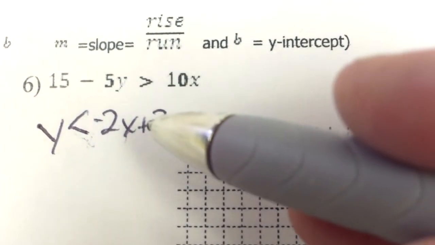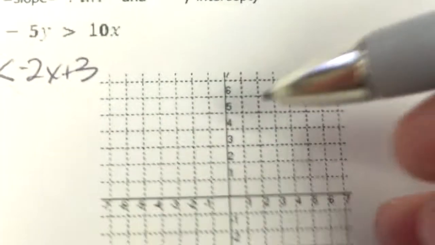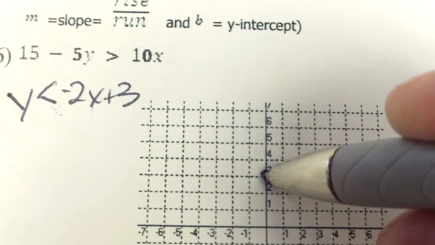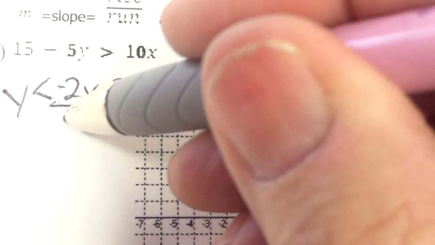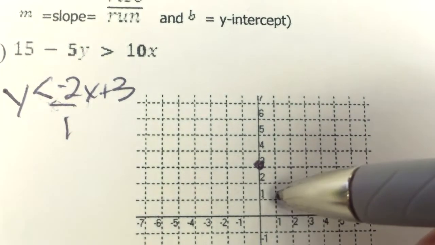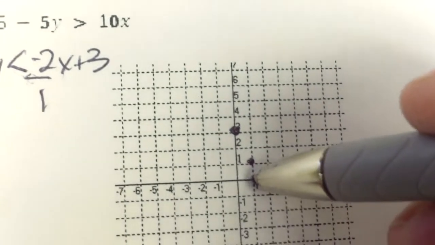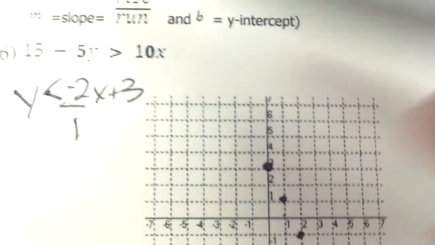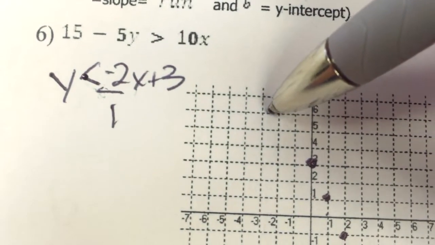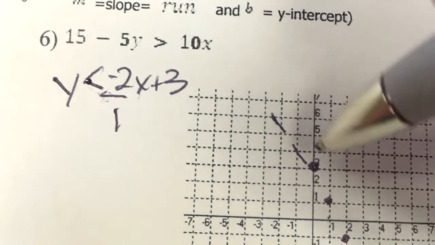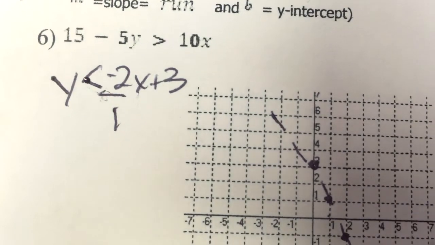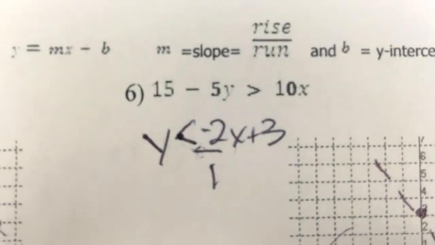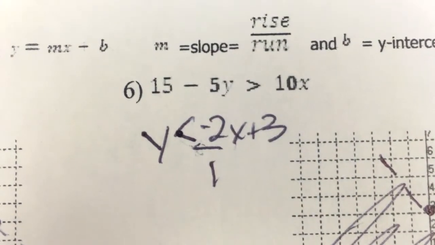So I'm going to begin at positive 3 on the y-axis, which is right here, and my movement is going to be down 2 and over 1, down 2 over 1, down 2 over 1. My line is broken because it's not equal to, it's only less than. And since it's less than and it's in slope-intercept form, I'm going to shade it below the line.